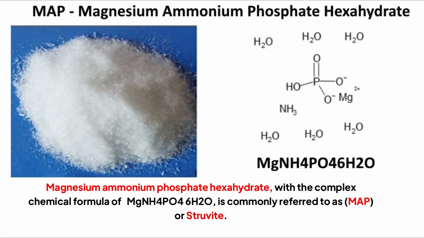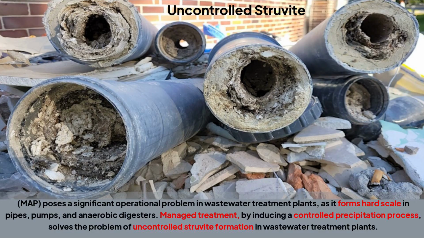Magnesium ammonium phosphate hexahydrate, with the complex chemical formula of MgNH4PO4·6H2O, is commonly referred to as MAP, or struvite. MAP poses a significant operational problem in wastewater treatment plants, as it forms hard scale in pipes, pumps, and anaerobic digesters. Managed treatment, by inducing a controlled precipitation process, solves the problem of uncontrolled struvite formation in wastewater treatment plants.